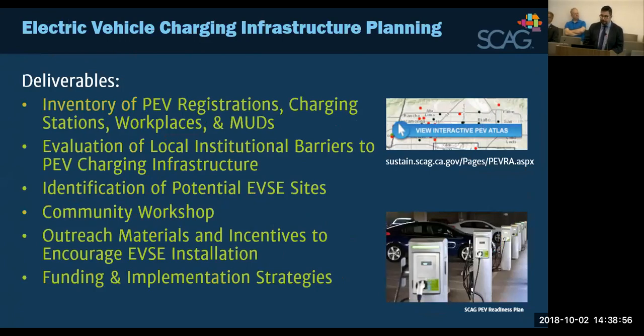For electric vehicle charging infrastructure planning, this is similar to work that has already been done in a number of cities and subregions, and SCAG has done for the region as a whole, and it's really an inventory using a lot of the data that we produced for the 2012 PEV readiness plan. It's looking at the PEV registrations in your jurisdiction, charging stations, workplaces, and multi-unit dwellings, which is the Energy Commission's way of saying multifamily housing. And it's evaluation of local barriers to PEV charging infrastructure, identification of potential EVSE, or that's charging station sites.